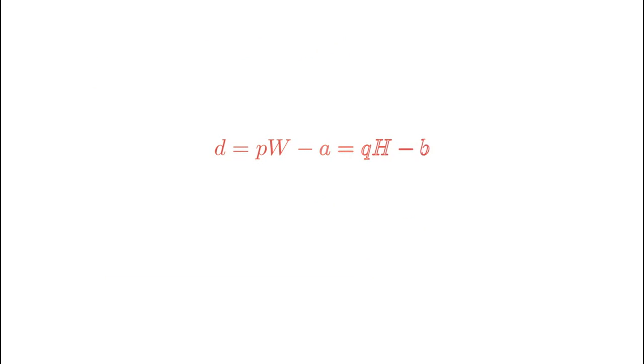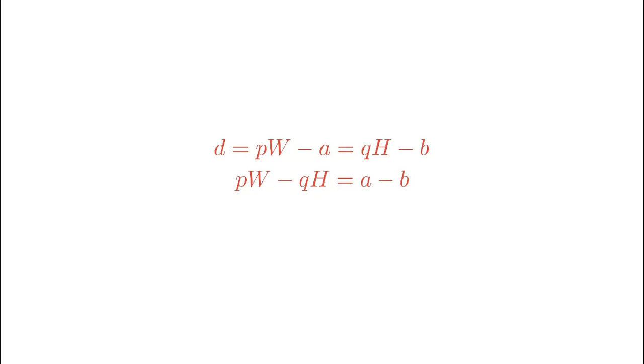So just like before, our equation this time becomes D equals P times W minus A equals Q times capital H minus B. Rearranging the terms, we have P times capital W minus Q times capital H equals A minus B. This is a Diophantine equation in P and Q. Now if you don't know what a Diophantine equation is, I will leave a link in the description. Also, I can probably make a video on Diophantine equations.